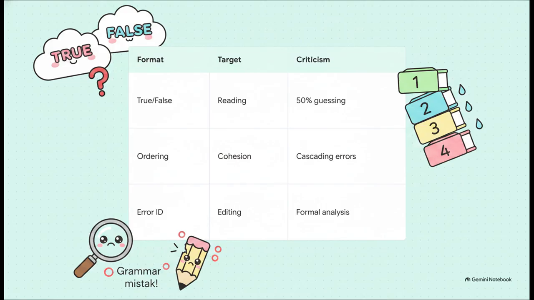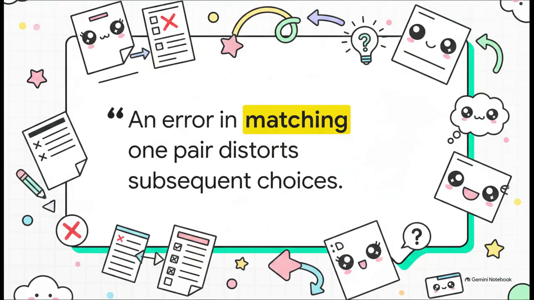Finally, error identification asks students to find the grammatical mistake in a sentence. The issue here, it measures formal analysis rather than the ability to actually communicate. This specific vulnerability is perfectly captured in matching items. You know when students draw lines between prompts and responses from 2 lists? Well, as Arthur Hughes points out, an error in one pair automatically eliminates the right choice for the next pair. One tiny mistake unfairly distorts the rest of their profile, which completely violates the basic assumption of independent measurement.